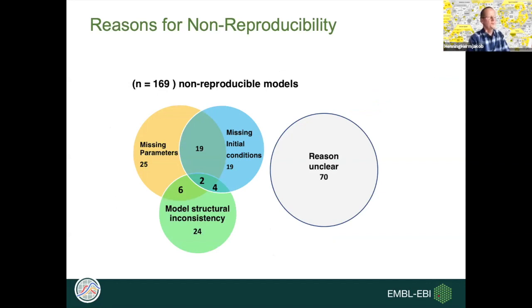We systematically tried to note down the reasons for non-reproducibility, which of course is not always easy. So we have this classification. Key reasons were missing parameters, missing initial conditions, structural inconsistencies in the model. And then there's of course also a large part of attempts where the reason for non-reproducibility is not clear. If you just can't reproduce the figure, although you've done your best, sometimes you can't classify what really the problem is.